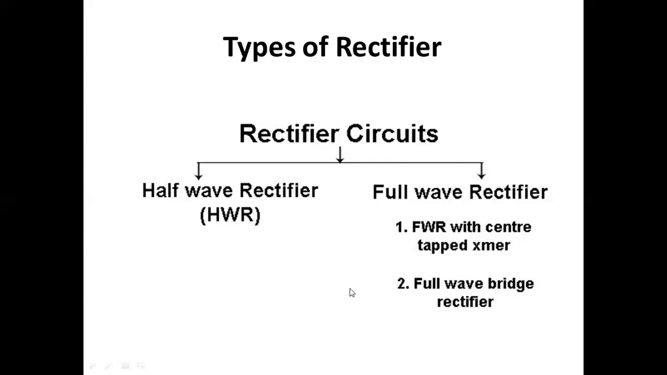Here, we have types of rectifiers. Those are the half wave rectifier and the full wave rectifier. Again, in the full wave rectifier we have two types, that is a full wave rectifier with a center tap transformer and a full wave bridge rectifier. If you observe one by one, the half wave rectifier and also the full wave rectifier.